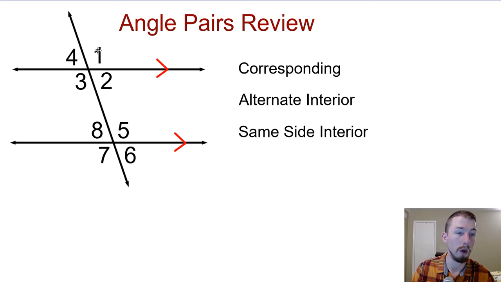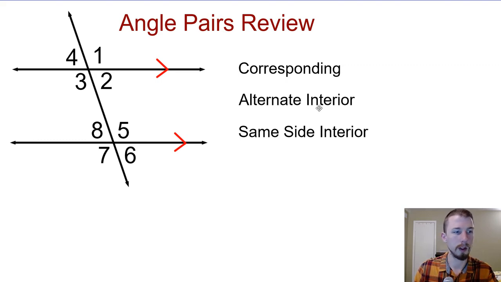So for instance, angle 1 corresponds with angle 5 because they're both in the top right, so they are congruent. Angle 2 corresponds with 6, 7 corresponds with 3, and 4 corresponds with 8. So all the 4 angles we have up here are the same as the 4 angles we have down here. Alternate interior angles are the ones that are on the alternate side of the transversal and the interior of the parallel lines. So for instance, 2 is alternate interior with 8, and 3 is alternate interior with 5.